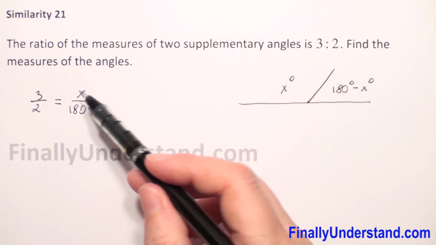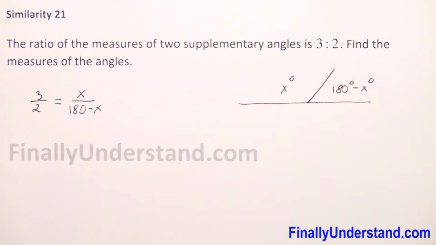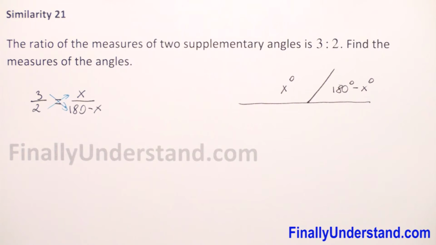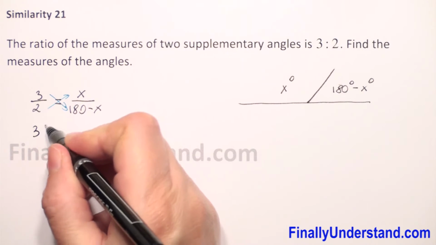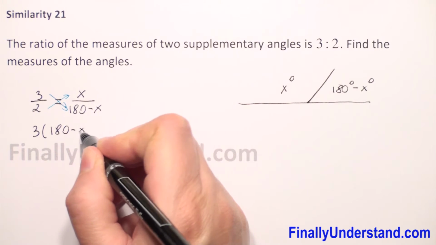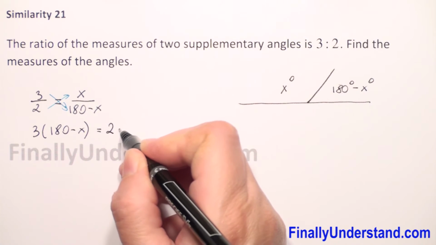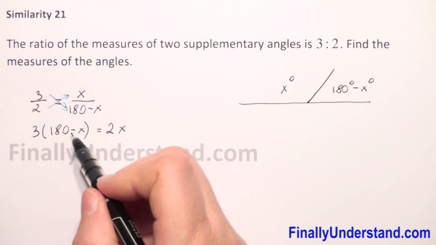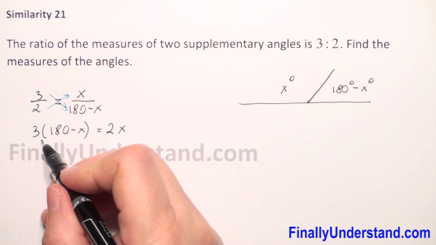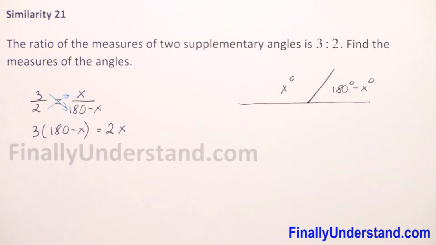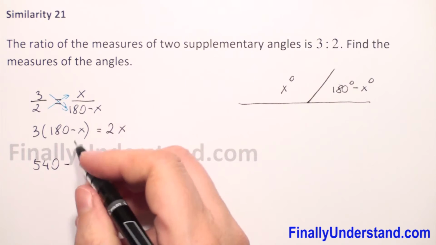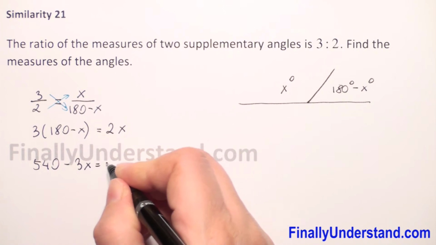We have a proportion with one unknown, so first I will cross multiply. 3 times 180 minus x is equal to 2 times x. First we have to multiply every expression in parentheses by 3. So 3 times 180 is 540, minus 3 times x, is equal to 2x.